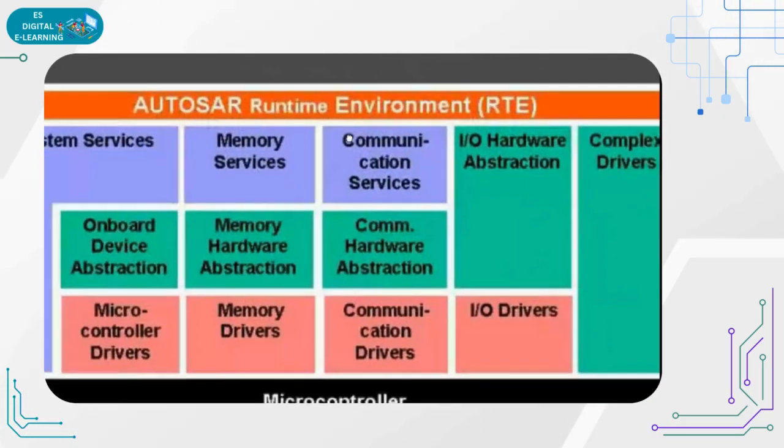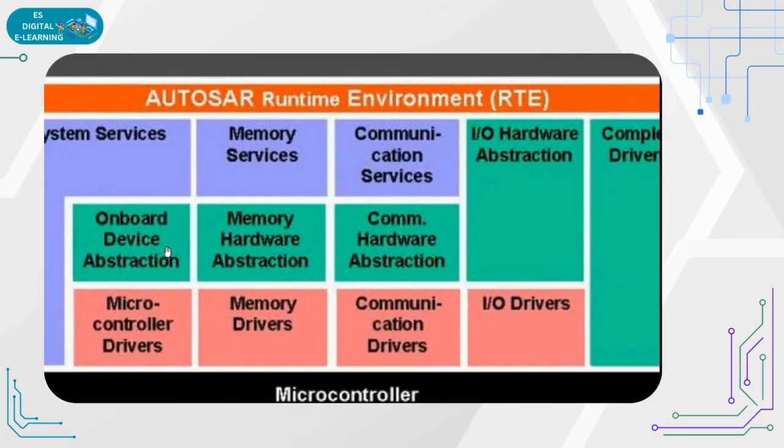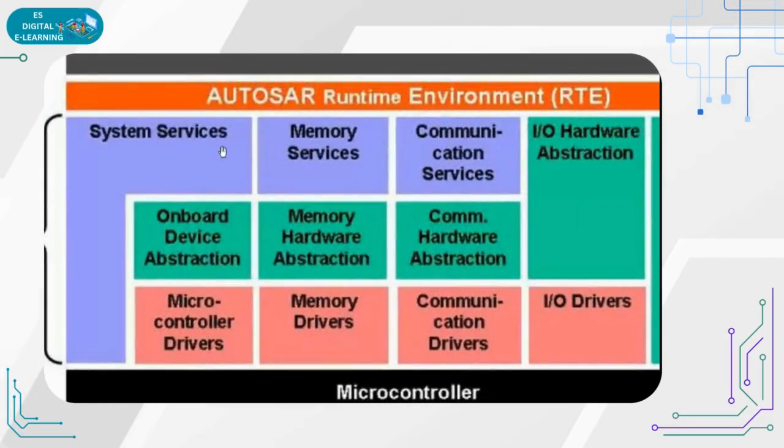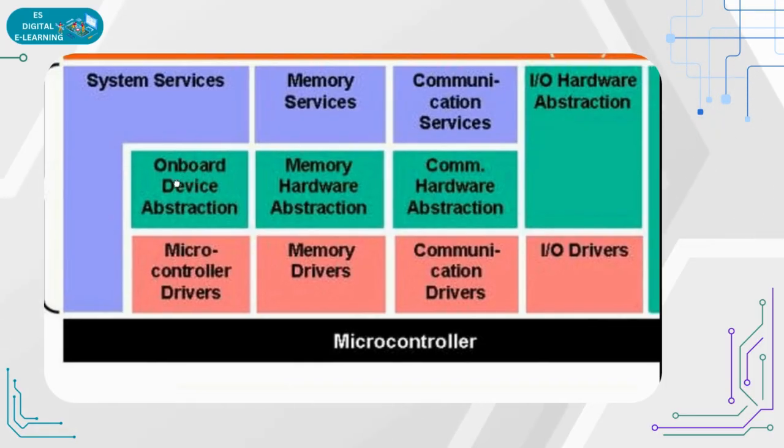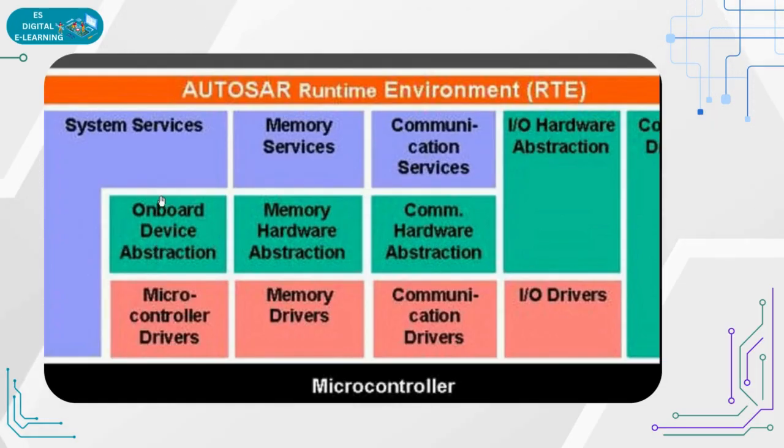Next we have the onboard device abstraction, meaning the services need to interact with the onboard devices. And below that we have the microcontroller. To access the microcontroller we need drivers. Similarly, we have a laptop, the hardware, and for the USB you need USB drivers. Once you have the USB driver software installed, you are able to access the data. That data is nothing but the system services, this blue color.